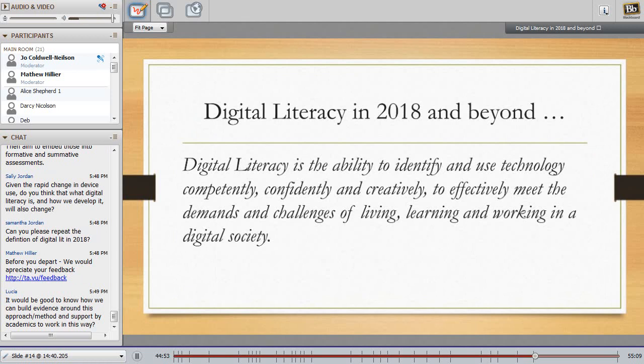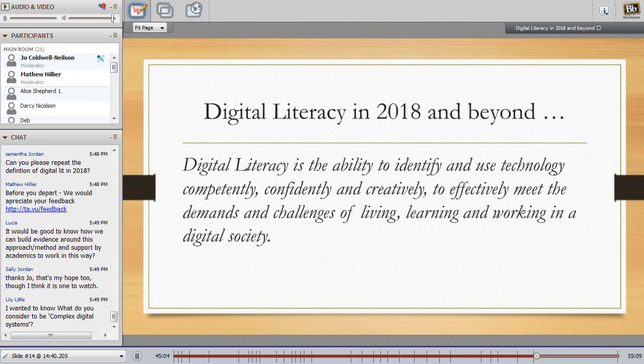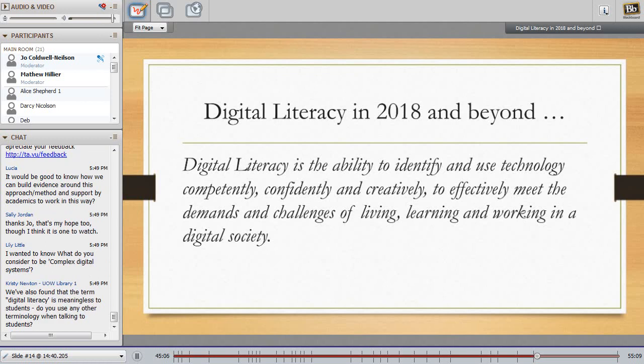There's my definition of digital literacy for 2018. You're typing too fast. I'm losing the questions. There was one back here.